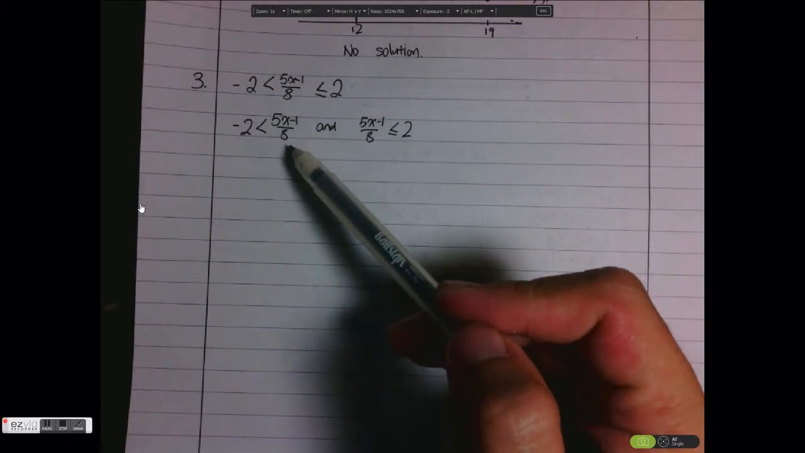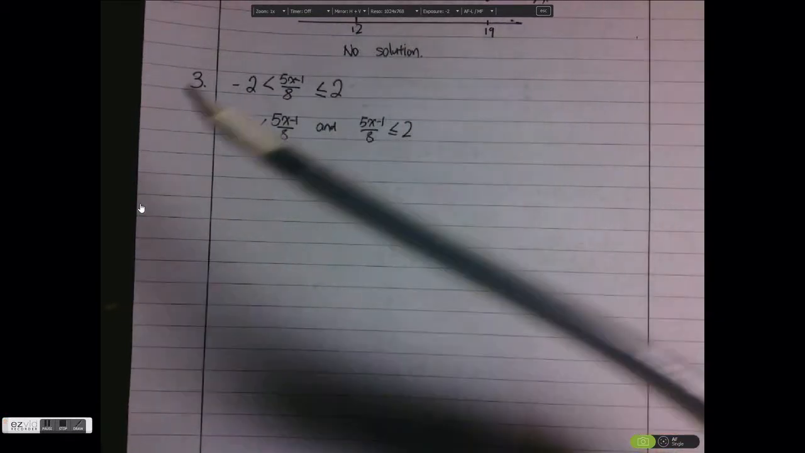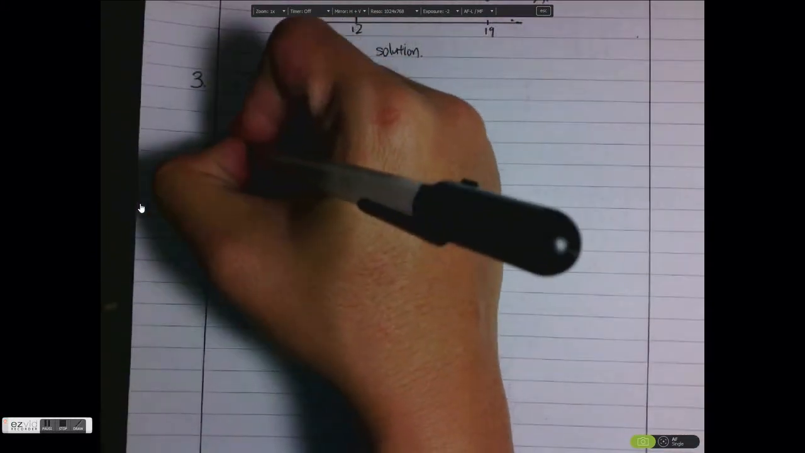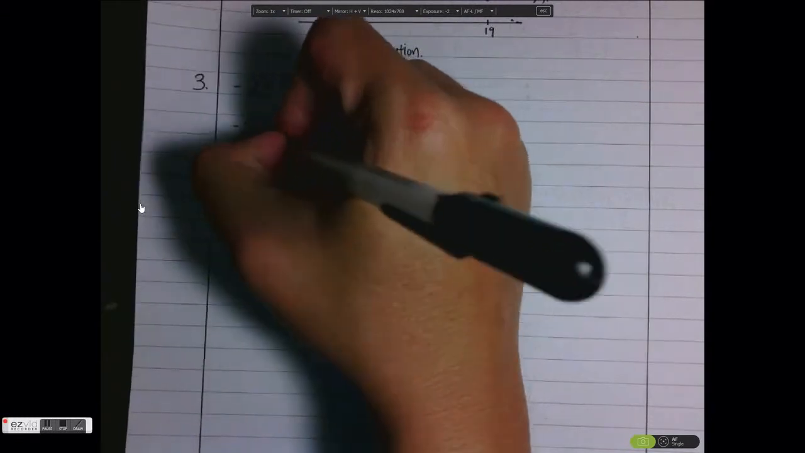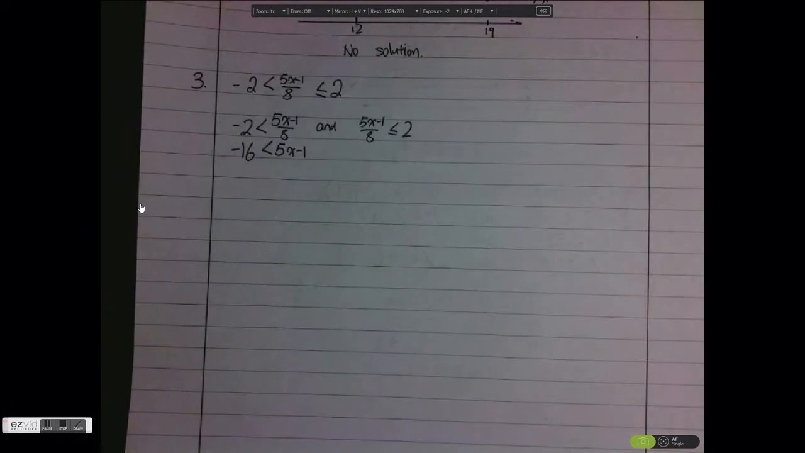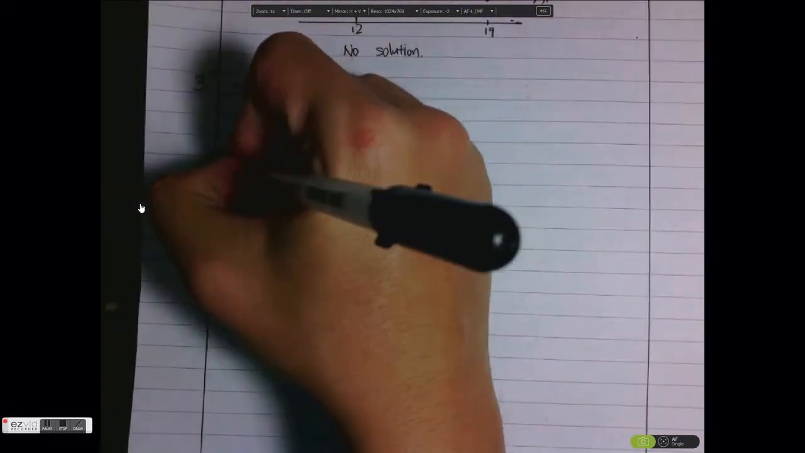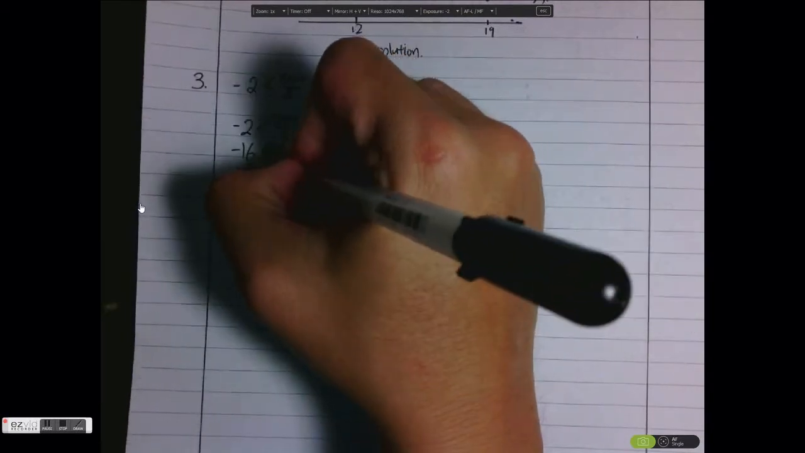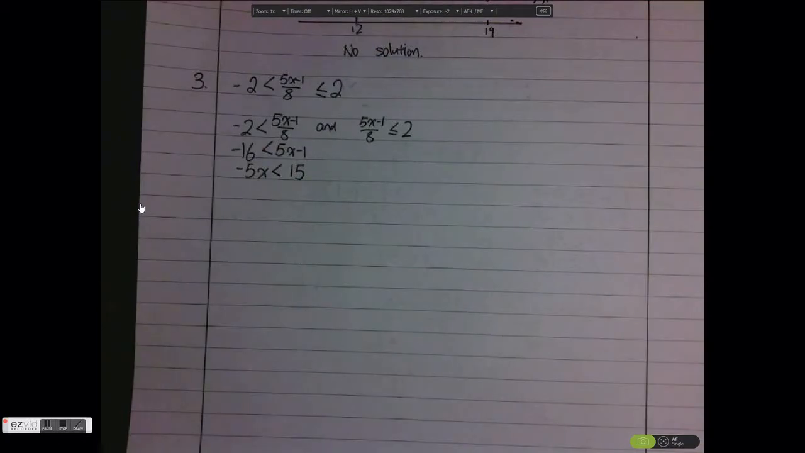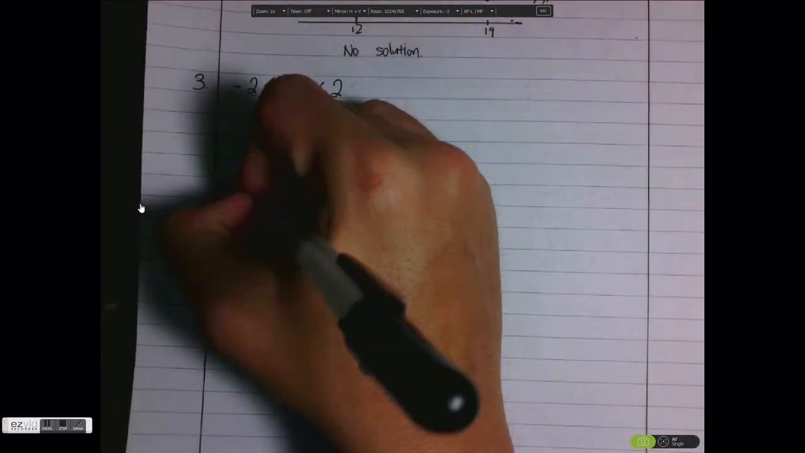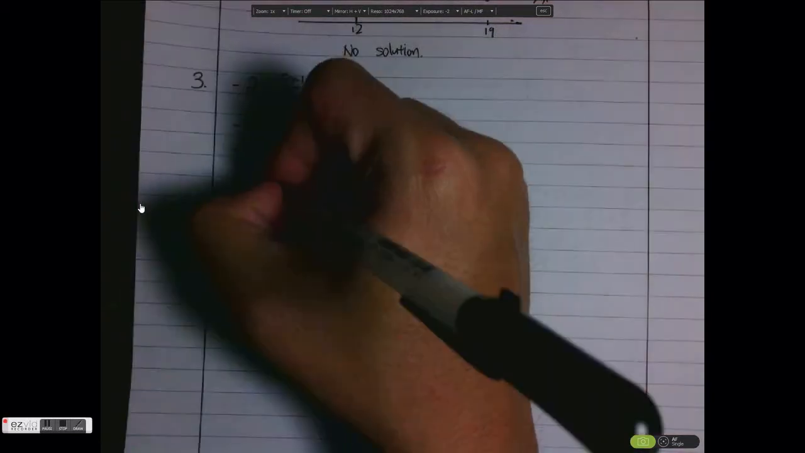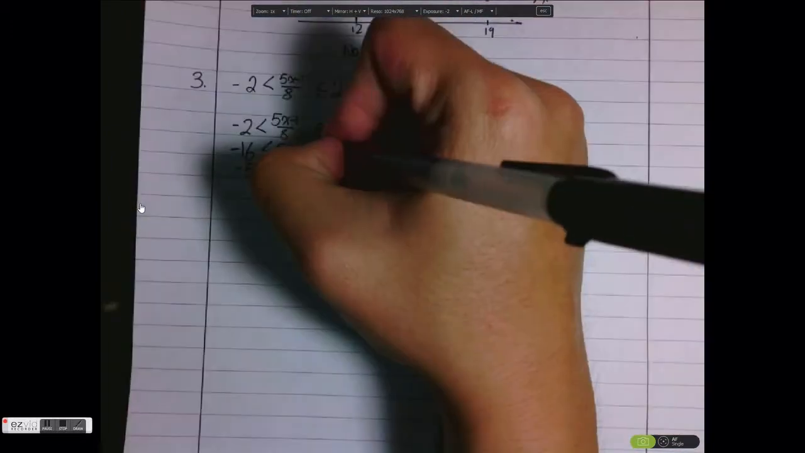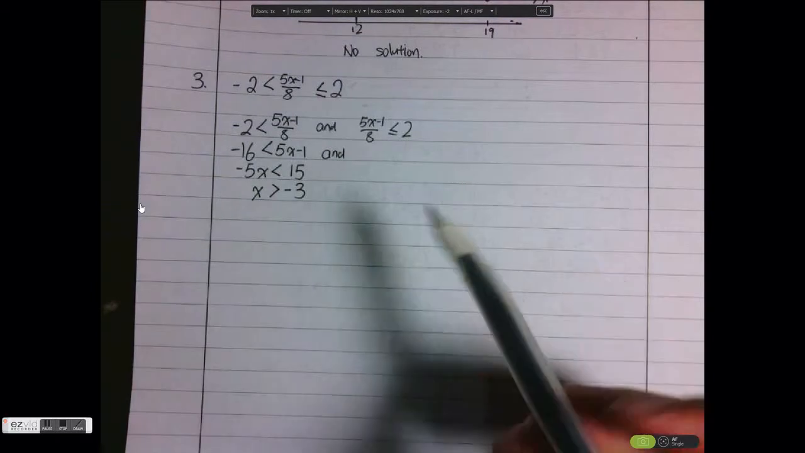Now I solve the one on the left. Notice that there is a denominator of 8 in this case. What I can do is multiply both sides of my inequality by 8. Multiplying by a positive number does not change the direction of the inequality. So I get negative 16 is lesser than 5x minus 1. I shall collect my x terms on the left hand side and all the other numbers on the right hand side, like this. Then dividing by negative 5, because I have divided by a negative number, the direction of my inequality changes to x is greater than negative 3.